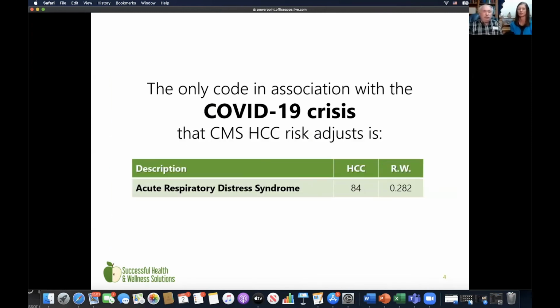Okay, so here I just wanted to point out that ARDS, as Dr. Smith said, is the only one that is going to risk adjust in the outpatient setting. It carries a weight of 0.282, and it maps to HCC category 84.